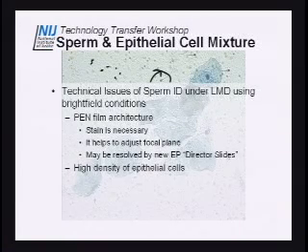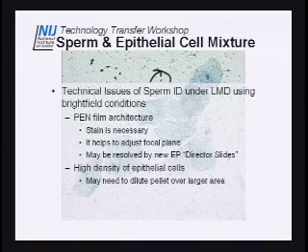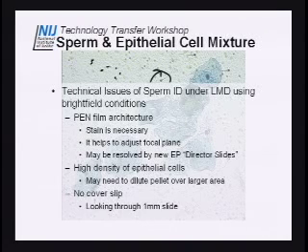And what do you do about the high density of epithelial cells that was mentioned? Here's some possibilities. You may need to dilute your pellet out and smear it over a larger area. In addition, there's no cover slip on these slides. So again, it's not as clear as you might expect when you're doing your normal sperm ID. And also remember that slide I showed earlier, your slide is upside down, so you're actually looking through the glass slide at your sample.